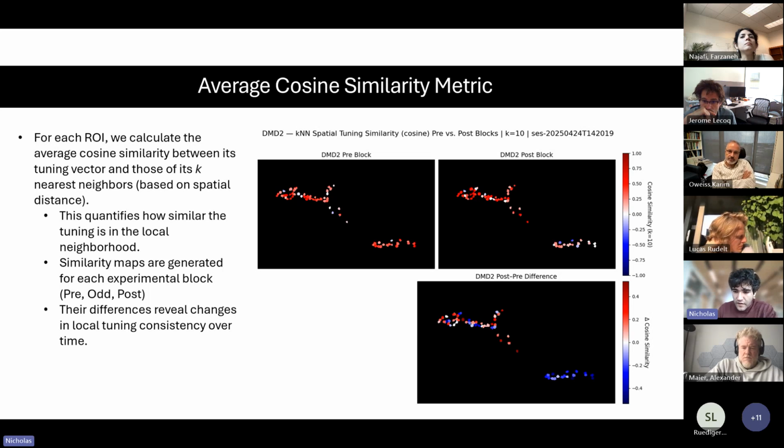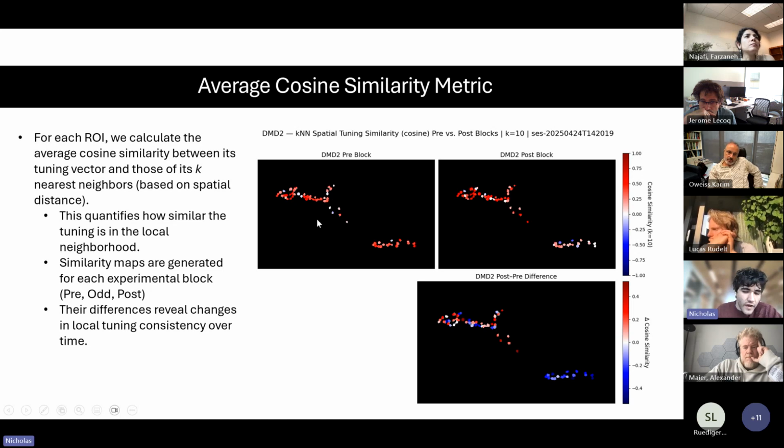I then took, in this case, the 10 nearest neighbors of each ROI, evaluated in terms of spatial distance from all the other ROIs. And I calculated the cosine similarity metric between the ROI of interest and its 10 nearest ROIs with respect to their orientation tuning vectors. I then averaged those cosine similarity scores to get an average of how similar the tuning vector of one ROI is to its neighbors.